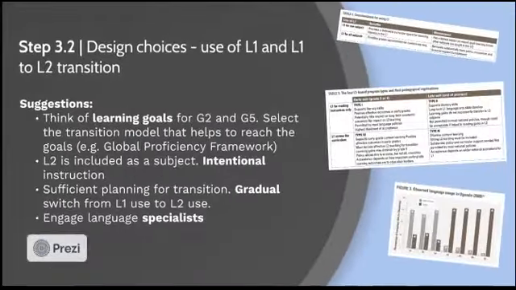We also offer suggestions on selecting a transition model, such as use a model that helps to reach the goals of grade 2 and grade 5. These are key years.